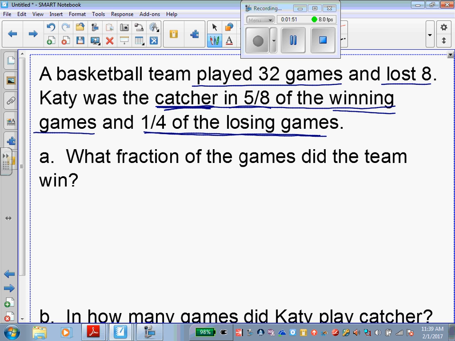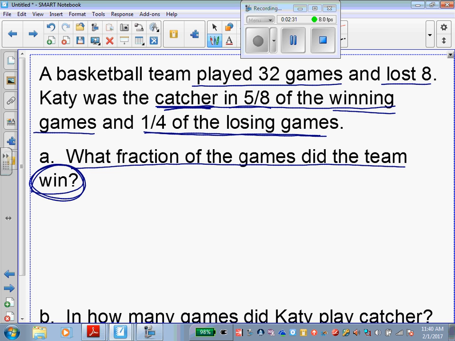All right. What's the first question? The very first question, Danya. It says, what fraction of the games did the team win? Okay, notice that this first question, does it say anything at all about Katie? No. So for this first question, is what Katie played important? Is it relevant? Do I need it? What do I need to answer this question then?